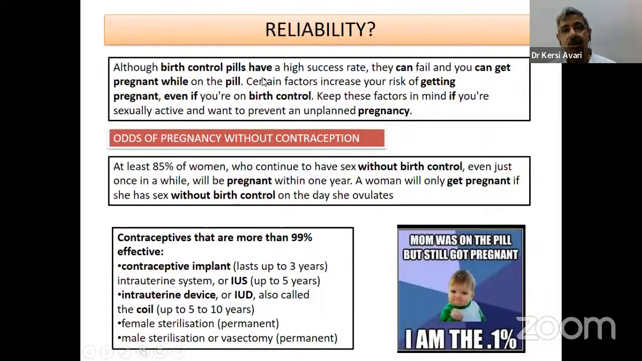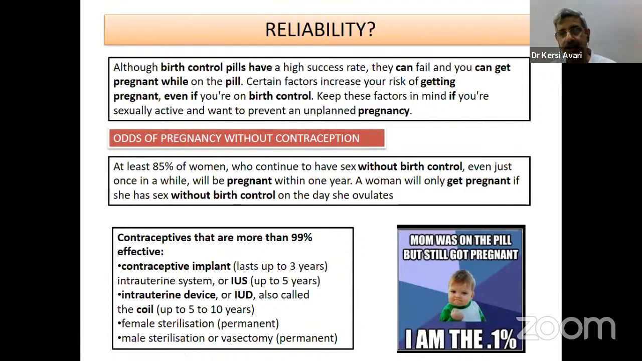Reliability: birth control pills have a high success rate. They can fail and they can get you pregnant even when on the pill. But certain factors have to be minded. Now see, odds of pregnancy without contraception: 85% of women who continue to have sex without birth control, even just once in a while, will be pregnant within 1 year.